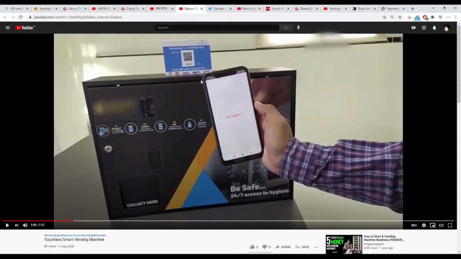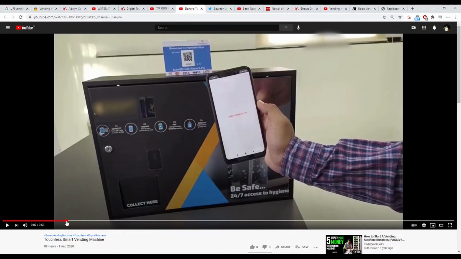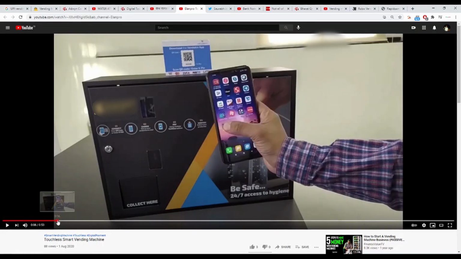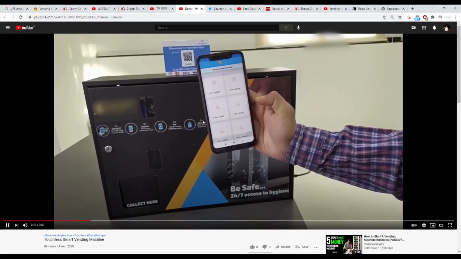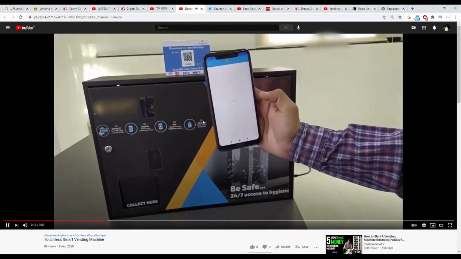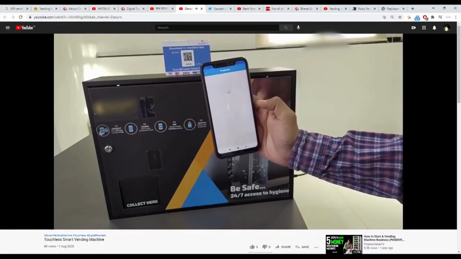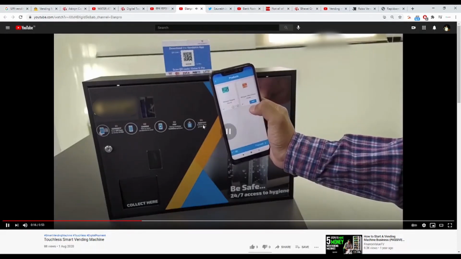So initially we thought of designing this kind of machine, where you go and scan this thing, and then it will open an application, and then in the application you go and select your products and do all those things.